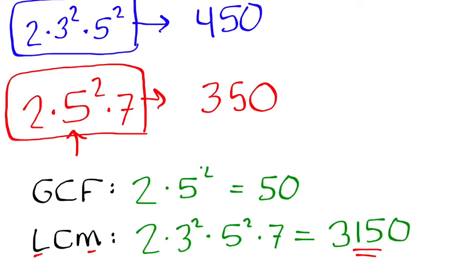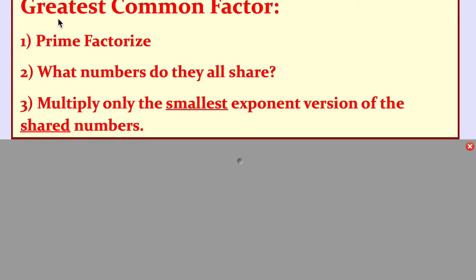Let me peek ahead. Let's take a look at a couple of notes really quickly. We'll jump here. Greatest common factor. Well, what do we have to do to find the greatest common factor? The first thing we do is we prime factorize. And then we ask ourselves a question. What numbers are shared amongst all of the prime factorizations? Then we multiply the smallest version of only the shared numbers.